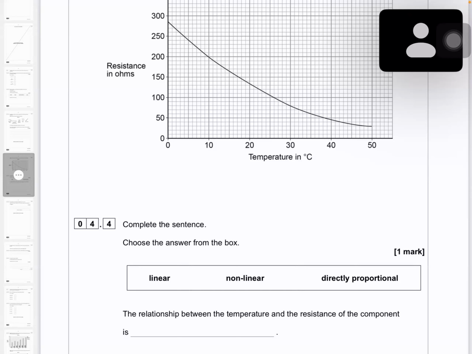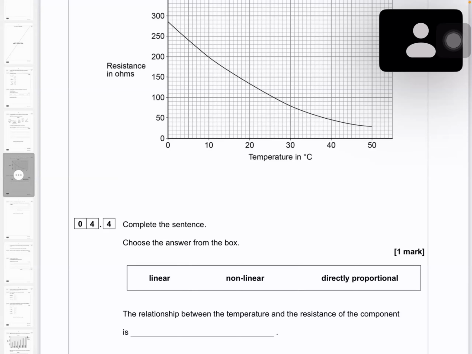Okay, this one is the graph. So we're even expecting it to go like this. What does it say? It says the relationship between temperature and resistance of a component is non-linear. I will not say it's linear. Linear would suggest that it's a straight line. So it's non-linear.